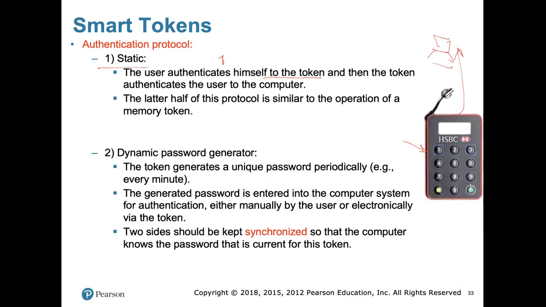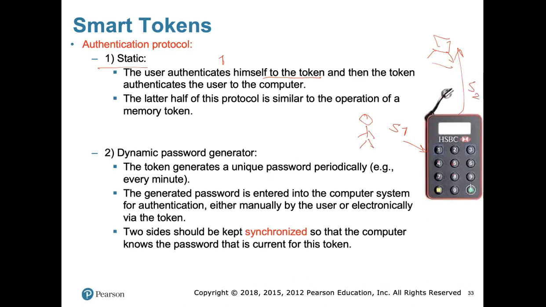That's it. The device tells the authentication server that this is an authentic person, and now I have access to whatever services I'm seeking. When I authenticate myself to the token, this is the first part, let's say step one: the user authenticates himself to the device. In step two, the device authenticates itself to the server.